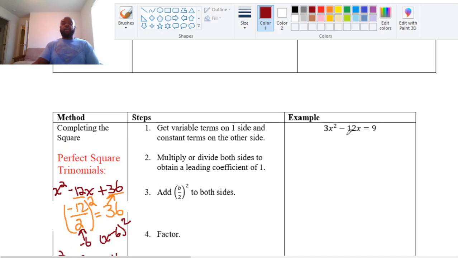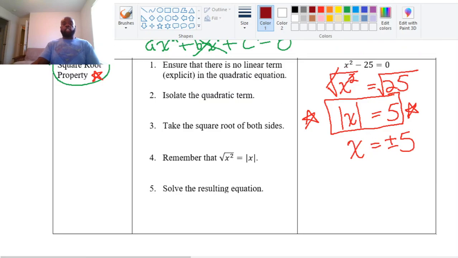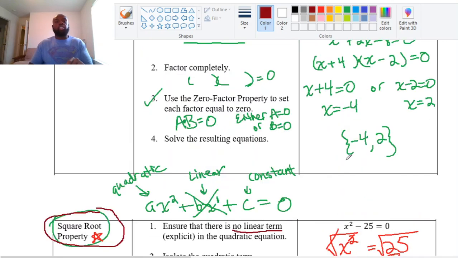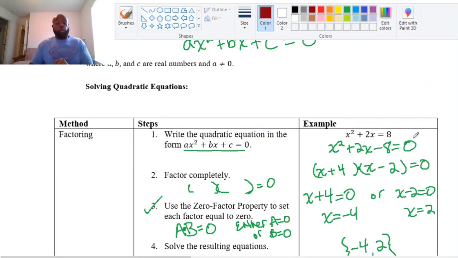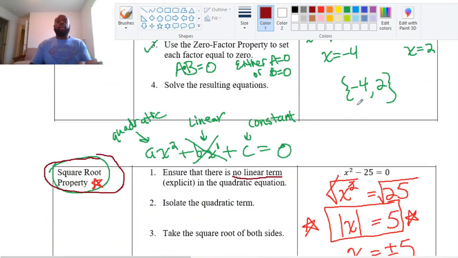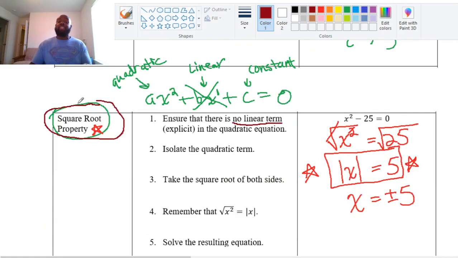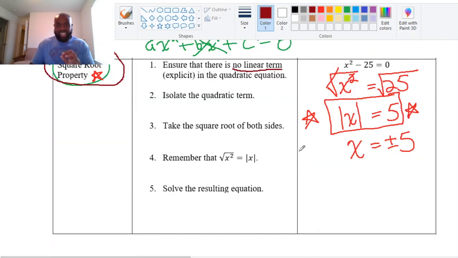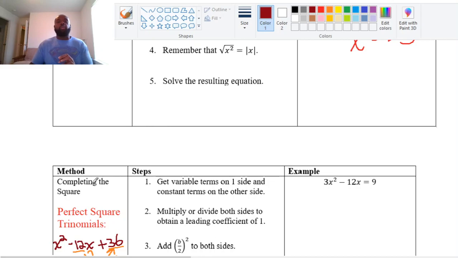One of the things about these last two methods here, the square root property only works if you don't see a linear term, right? That's initially. Factoring doesn't always work because not all polynomials are factorable. Some of them are prime. And so these two methods may not work for every single polynomial. You may have to do some extra work to make the square root property work for other polynomials, which is exactly the completing the square technique, which we're doing here.